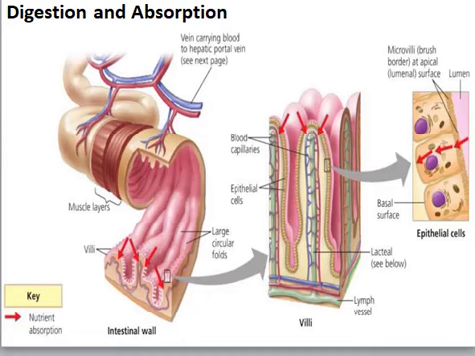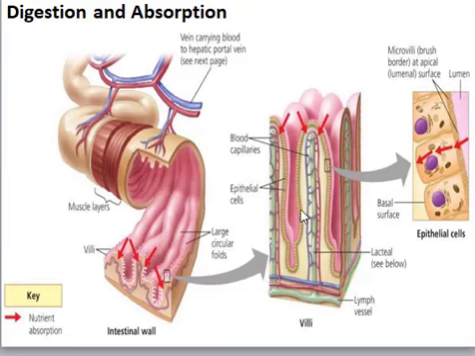There is a special modification in the small intestine for absorption. There are special folds inside the lumen of the small intestine. These folds increase the surface area, each fold about 1 centimeter long. In each fold there is a small projection called a villus, or villi. Each villus is about 1 millimeter long.